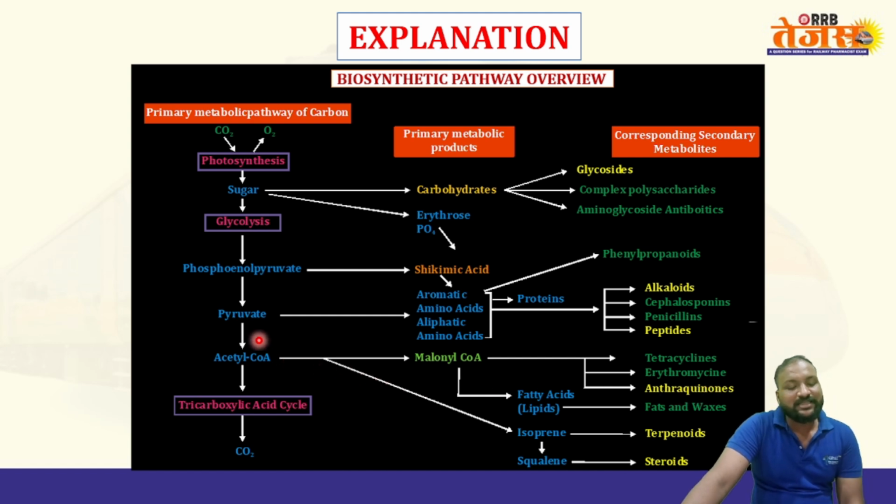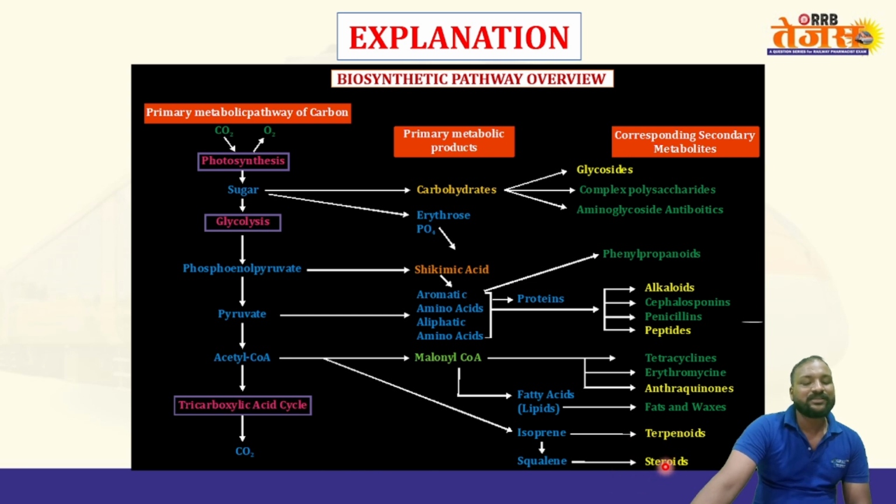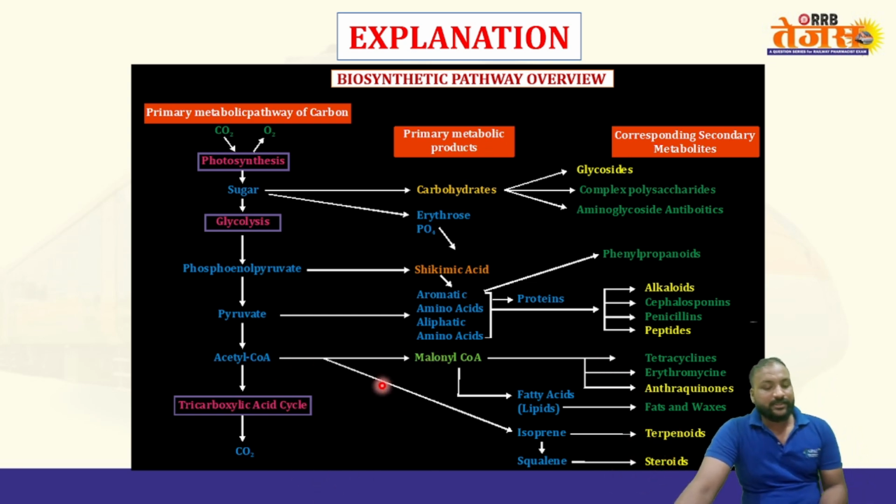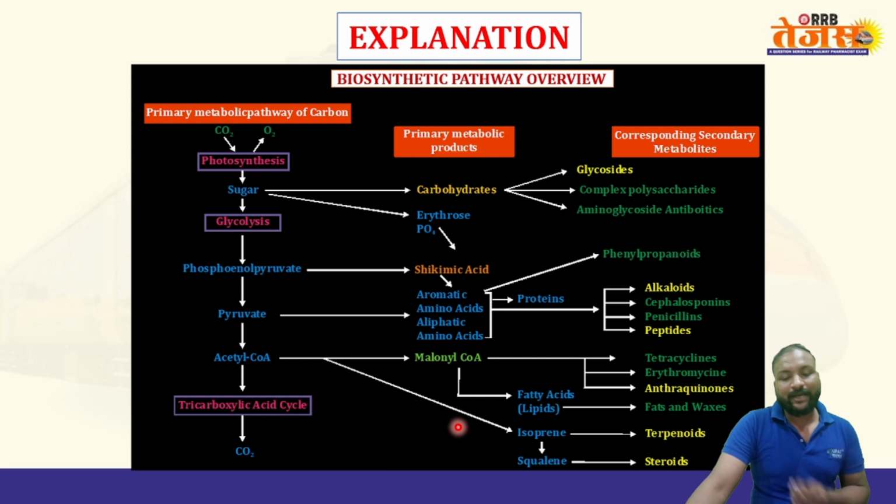But from acetyl CoA, two acetyl CoA compounds act as a precursor. From this, isoprenoids are produced. Those are isoprenoids or terpenoids, and from these terpenoids the steroidal compounds can be synthesized. Clear? Yes. So this is how the entire primary and secondary metabolic pathway works.